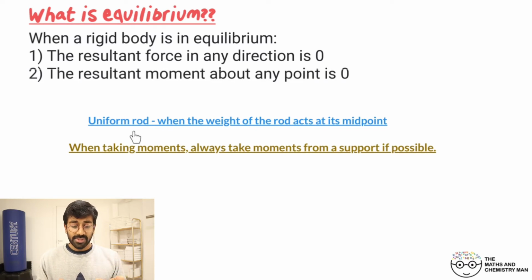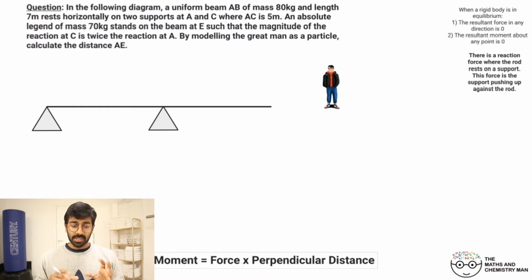I also gave a brief definition of a uniform rod and what it actually means. It means the weight of the rod acts at its midpoint. And I also said that when we take moments, always try to take moments from a support if possible. I explained in the last video that it helps you to eliminate some of the forces, so super useful to do that. Now, the examples here will be a little bit more tricky than they were in the previous video. So let's get into it.